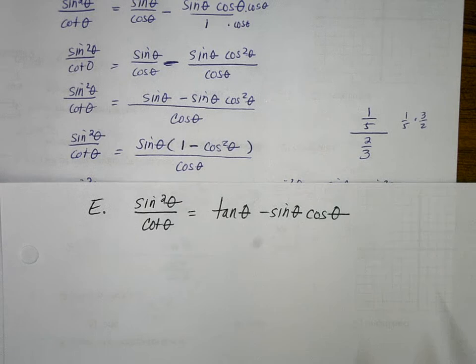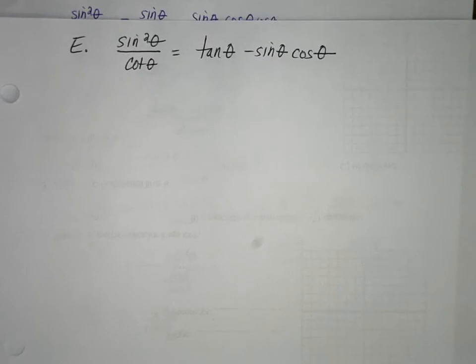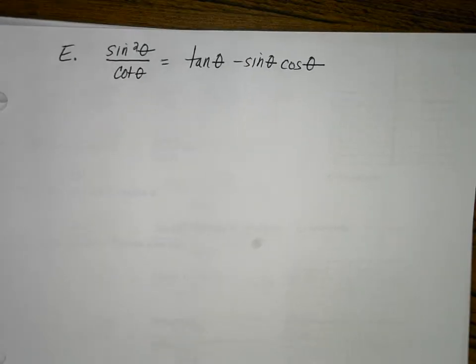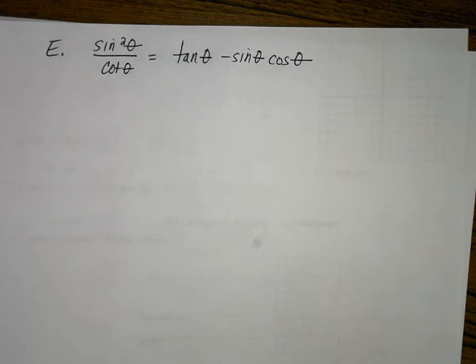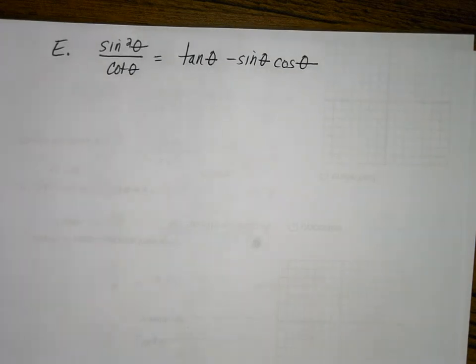So I'm back to my beginning. I'm back to sine squared of theta cotangent over cotangent of theta equals tangent of theta minus sine of theta cosine of theta. And I'm going to make a choice this time to work on the right-hand side. Okay. All right. Now, when I decide to look on the left side, I'm going to decide to work on the left side. Is there anything on that left-hand side that I see?